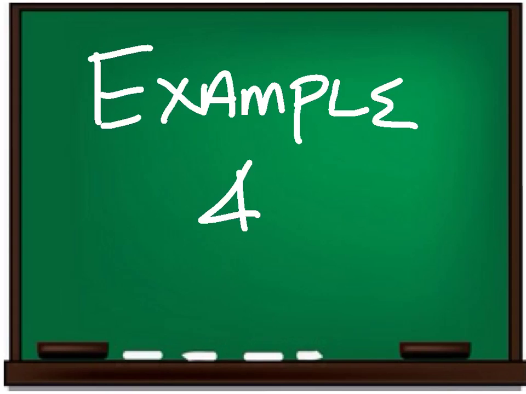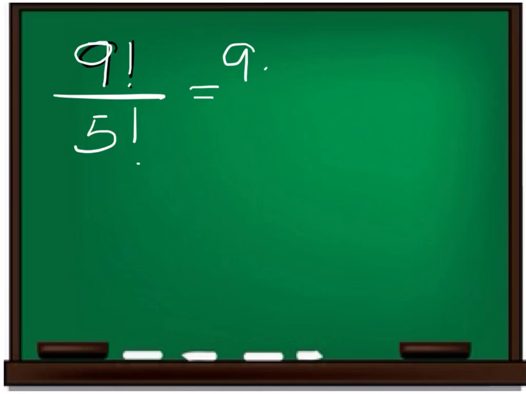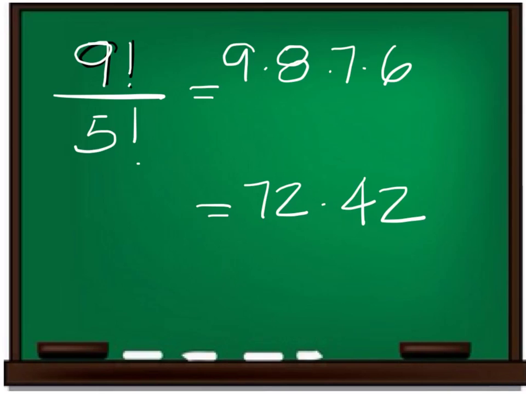Here's another. If I had something like 9 factorial over 5 factorial, the difference is 4, so I only need the first 4 of 9 factorial. And that would be the same as 72 times 42, and then you would have to put that in the calculator. So either way you do that one, you're still going to come up with the right answer. If you did 72 times 42, you would come up with, I think, 3024. 72 times 42? Yeah, 3024.